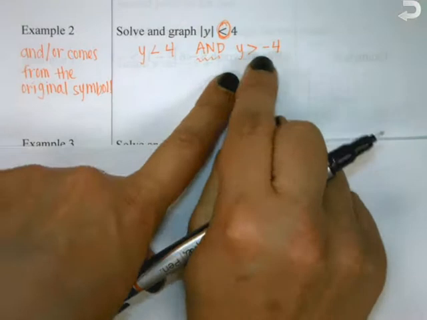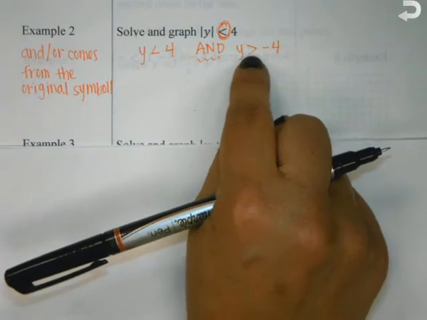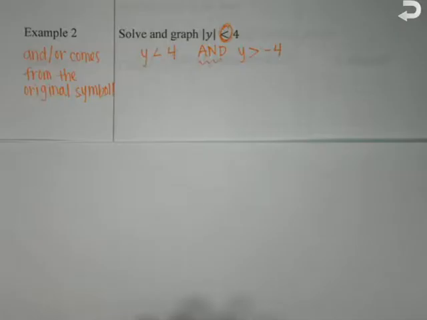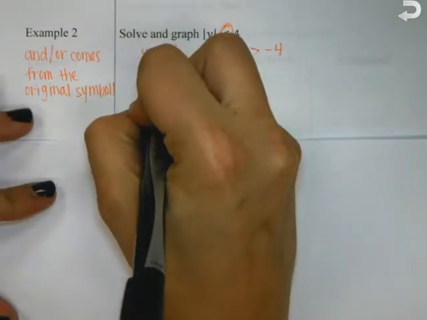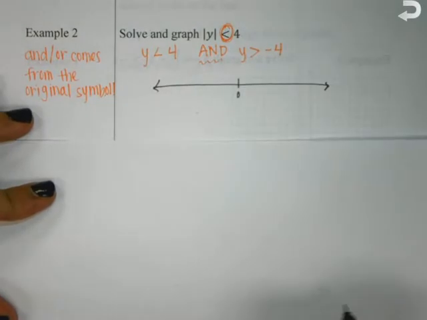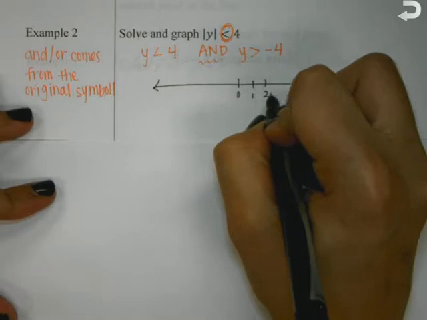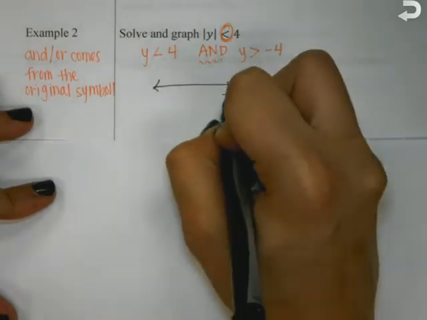So then we can go on to graphing this. So now we're going to want to graph this inequality. So we're going to draw the number line. 0 goes in the middle. 1, 2, 3, 4, 5. -1, -2, -3, -4, -5. Okay.